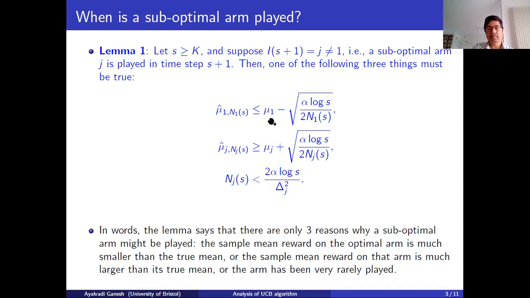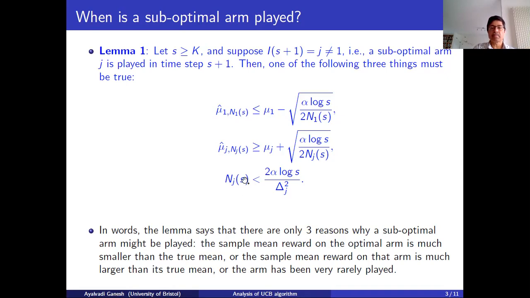That's one reason. The second reason is that the sample mean reward on arm j turns out to be significantly bigger than its true value. We just got lucky by chance on arm j, and instead of observing the true mean mu_j, the sample mean reward in the first s time steps is bigger by this amount than the true mean. Okay. So these are two natural reasons why we might prefer to play arm j to arm 1.